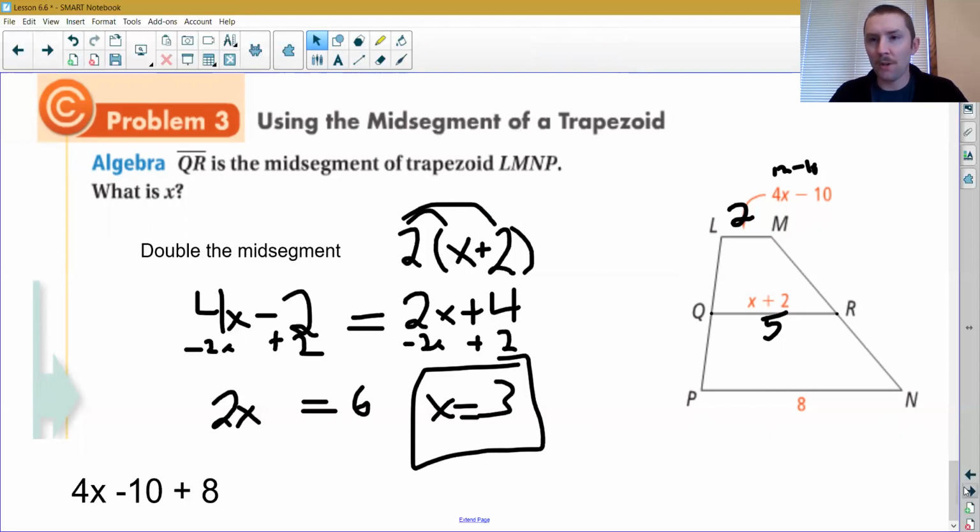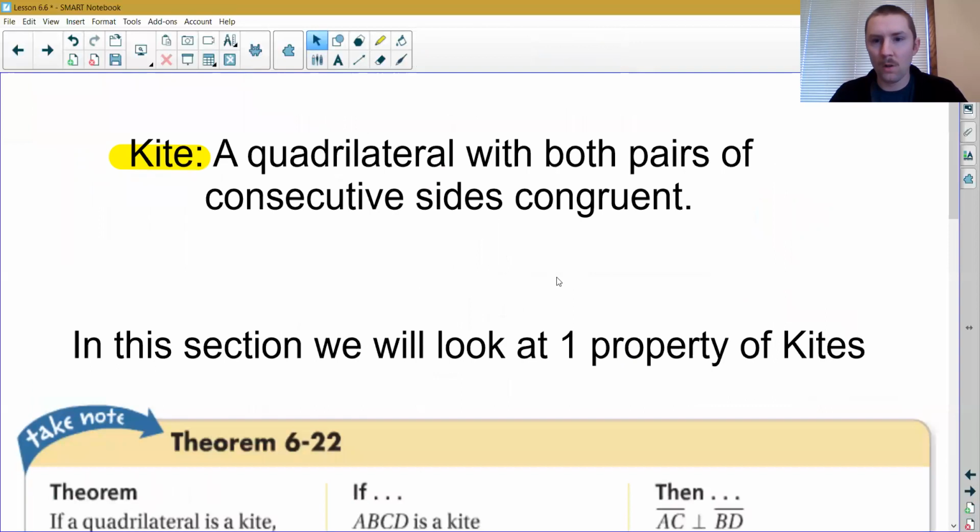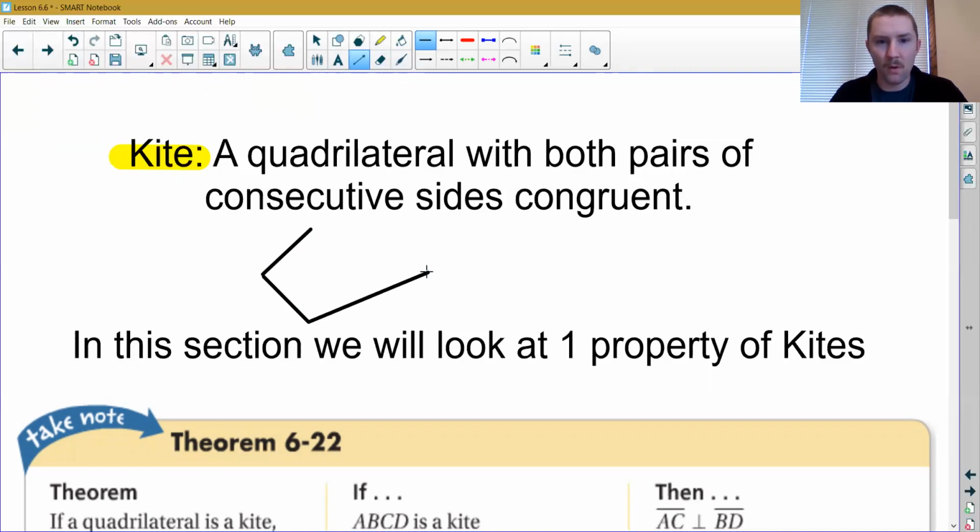The other thing in section 6.6, the other special quadrilateral, is something called a kite, all right? We're going to look at a couple things about kites, and then that's going to be the end of this section. So a kite is sort of like a rhombus, but it's not the same, okay? A kite is a quadrilateral with both pairs of consecutive sides congruent. Now remember, consecutive means right next to each other, right? So if I were to draw a kite, I make two sides that are right next to each other that are the same length. Okay, so those are the same length, and then I make two more sides going this way that are also the same length.